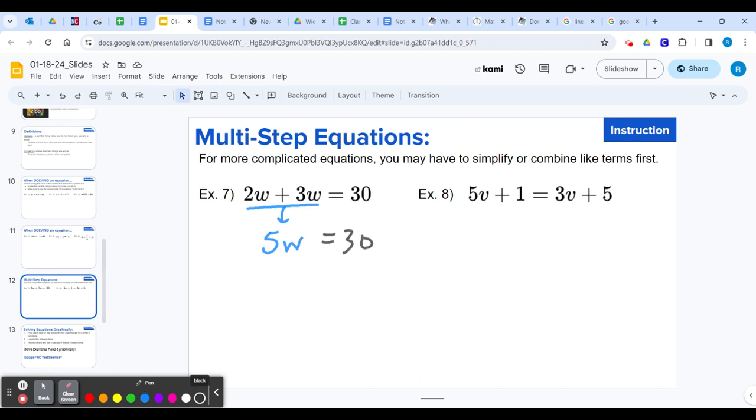And then I'm left over with an equation that I can solve, where I can divide out the 5 from both sides and get left over with w equals 6.